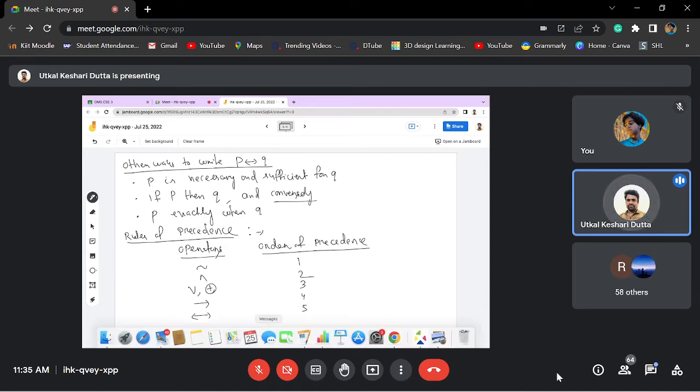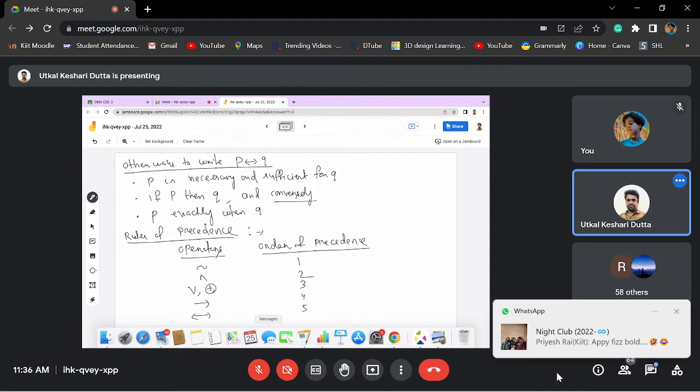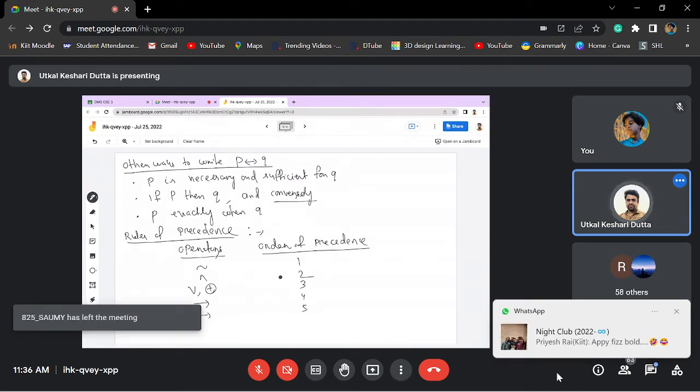In general, in a mathematical expression, if there are brackets, division, multiplication, addition, subtraction, what do you have to do first? You simplify the bracket first, then division, then multiplication. In the same way, in a compound statement of propositional logic, if negation is there, you simplify the negation part, then come to conjunction, then disjunction, then conditional, then biconditional. That is the order of precedence of logical operators. Got it? Okay, see some examples, you will get it.